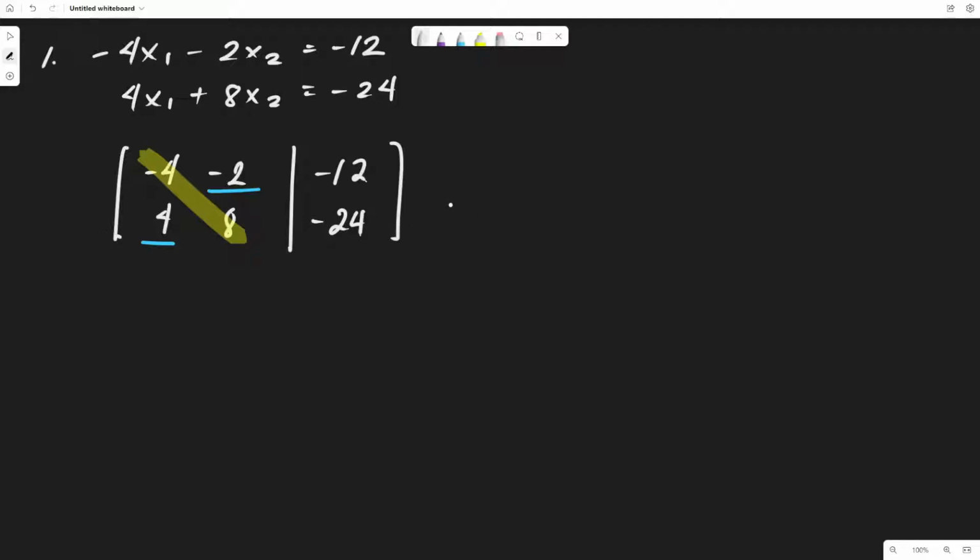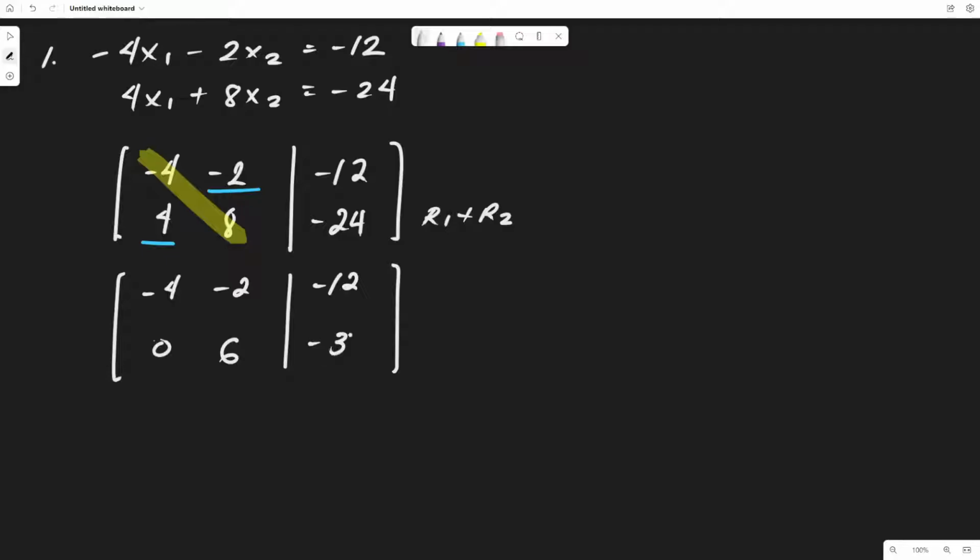So, let's operate. We can do R1 plus R2 since 4 plus negative 4 is equal to 0. Copyhin nyo lang yung hindi naman nagalaw. Then, we have here 4 plus negative 4 is 0, negative 2 plus 8 is positive 6. Then we have negative 12 minus 24 is negative 36.